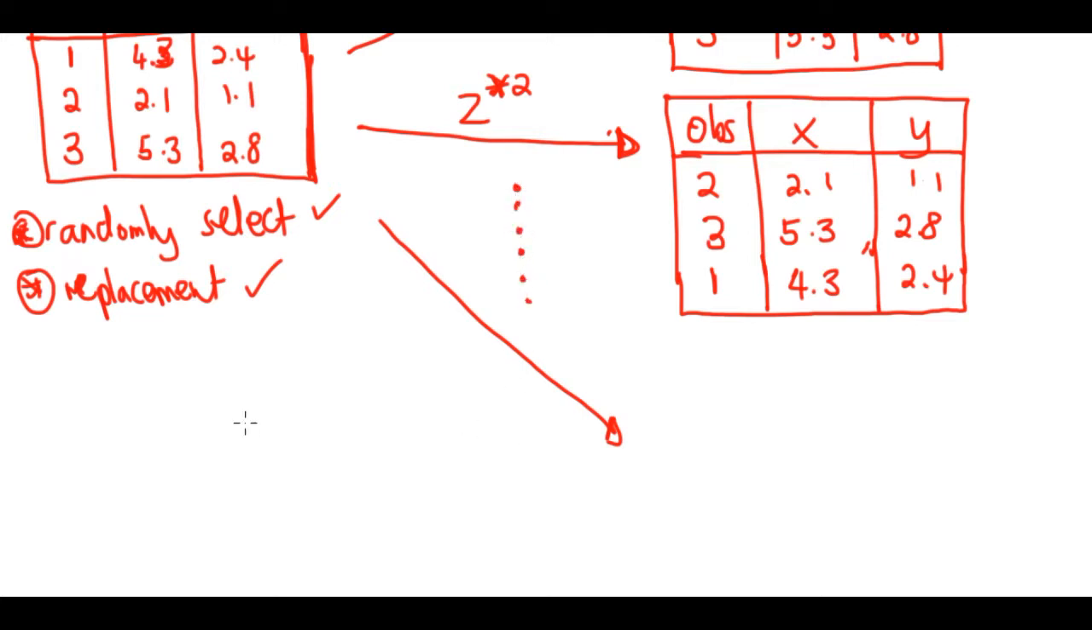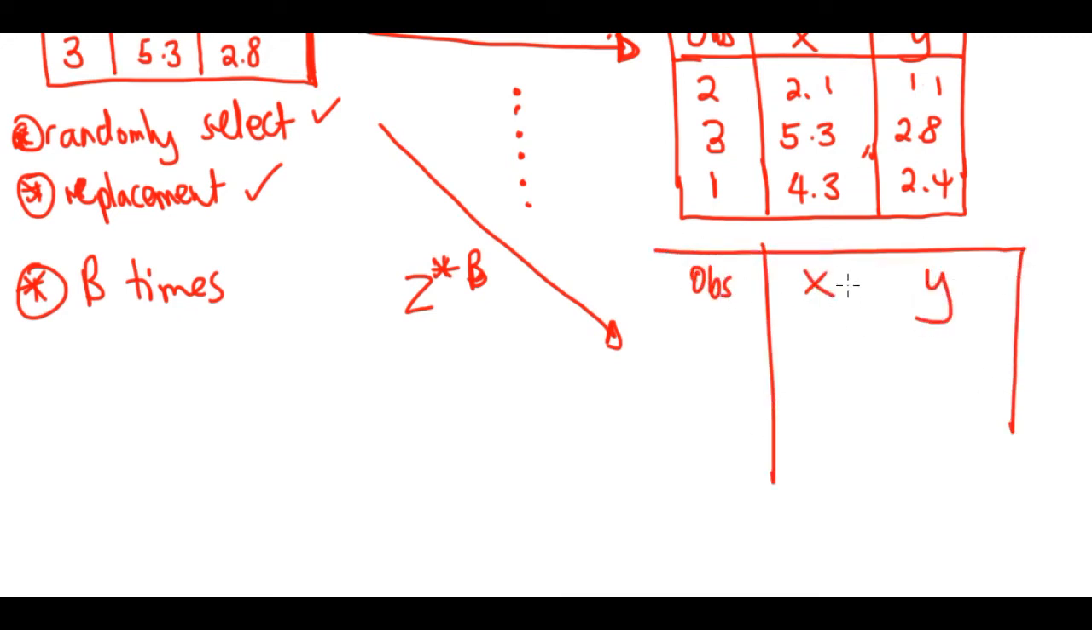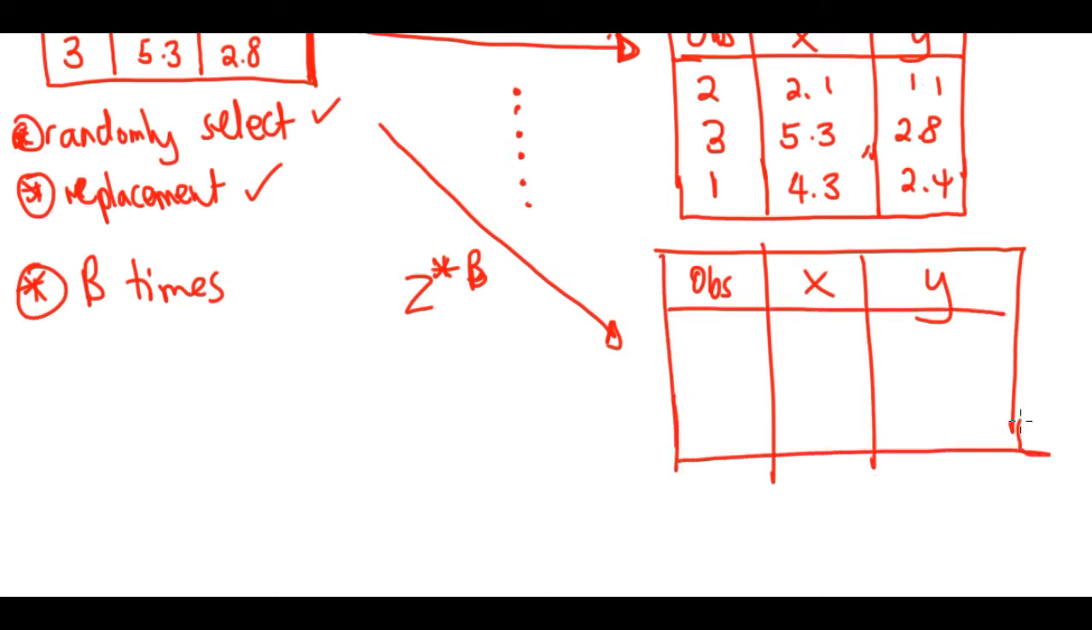So you can repeat this process, right? Let's say we repeat this process B times. B being an integer, B can be 1000, like in the alpha case where we were doing those investments, B was equal to 1000. So here we are doing it B times. Your B bootstrap samples, or not samples, but your data sets.